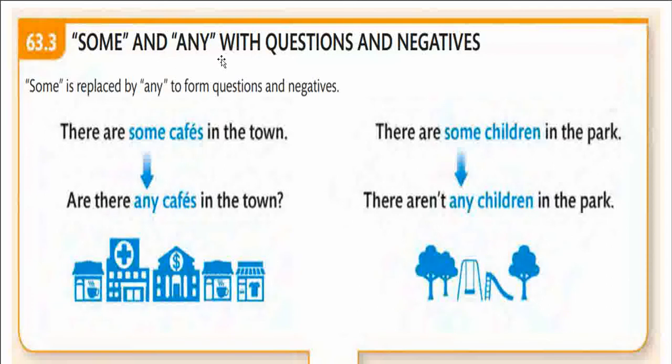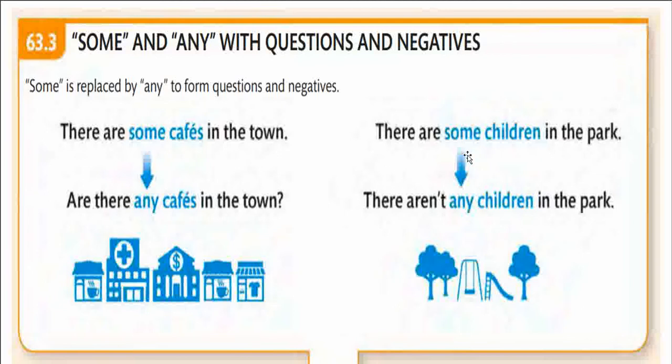Some and any with questions and negatives. Now we have seen some, we will see any. Any is used with negative connotations. Some is used in affirmative. Some is replaced by any to form questions and negatives. There are some cafes in the town. Are there any cafes in the town? Any is used for the question over here.